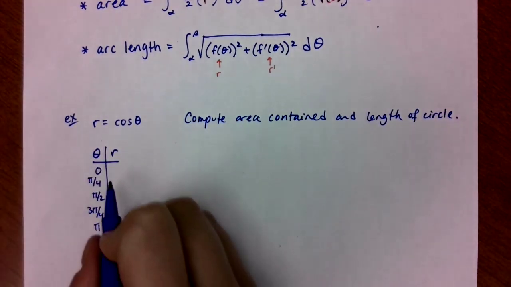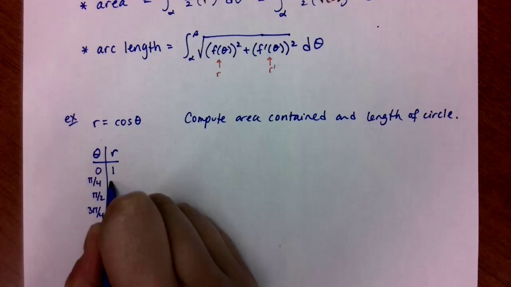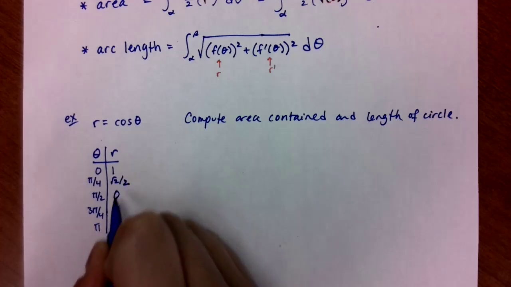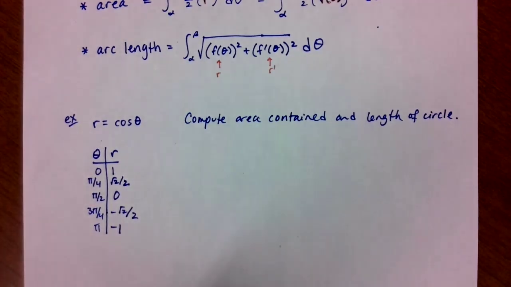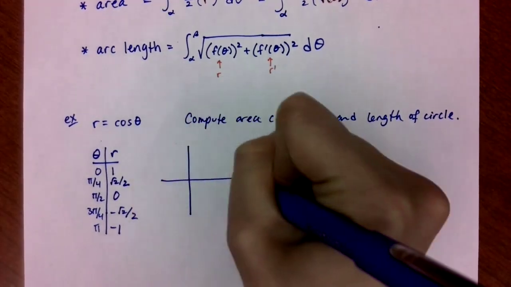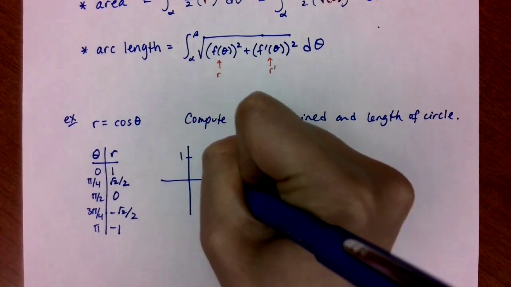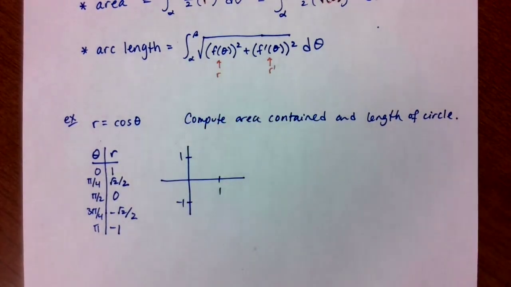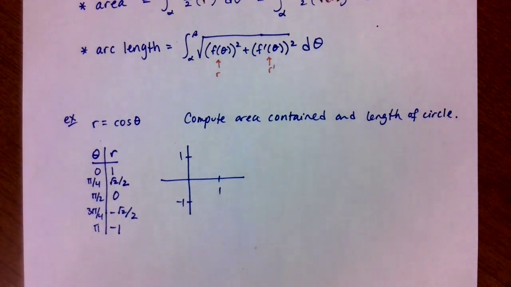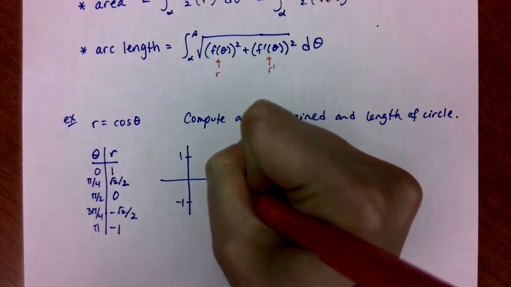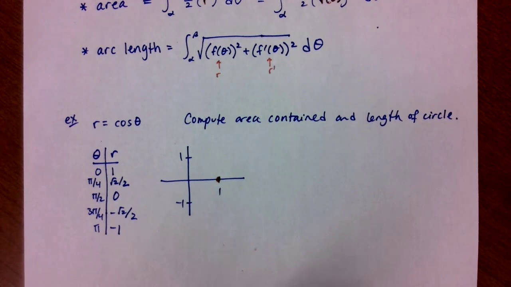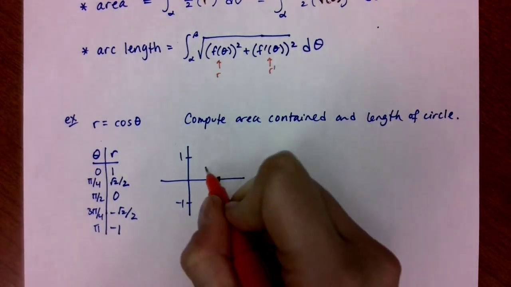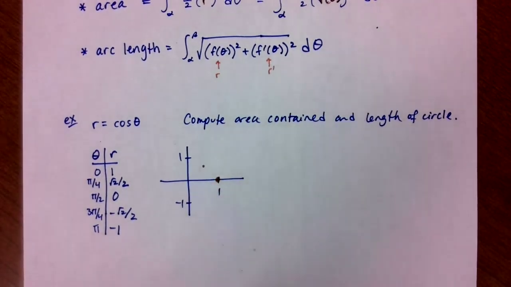Compute their r values. So cosine of 0 is 1, root 2 over 2. Okay, and then we'll plot a quick image. Okay, this is a little bit off, but that's okay. It'll be enough. So when theta is 0, the radius is 1, so that puts me right at the xy point 1, 0. When theta is pi over 4, we're at root 2 over 2, which is a little bit less than 1, right? We're going to be maybe out here somewhere.